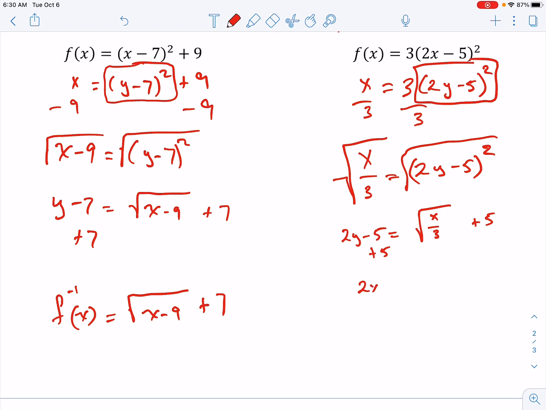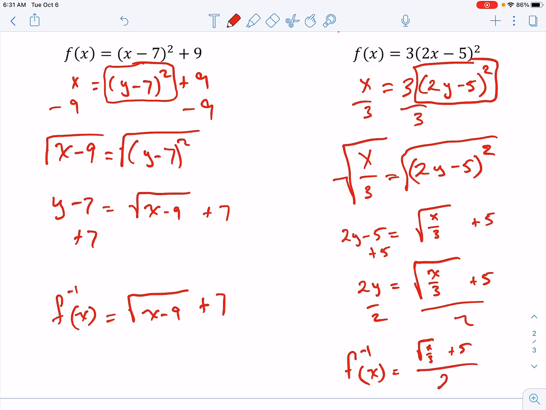So 2y is equal to the square root of x divided by 3, plus 5. Now we're going to divide by 2, and y is by itself. So we have f inverse of x is equal to the square root of x divided by 3, plus 5, all over 2.